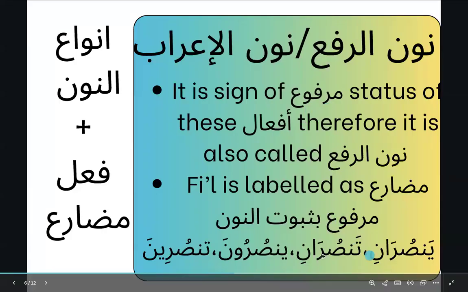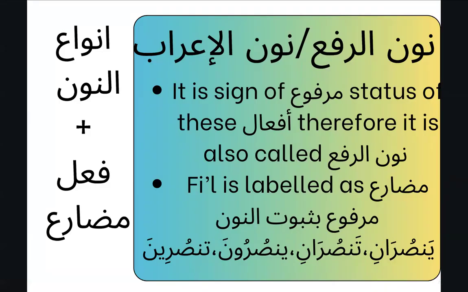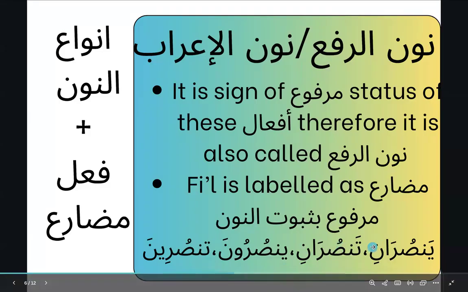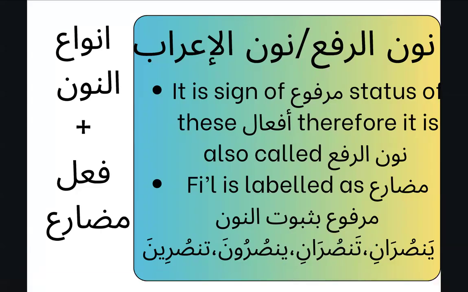Mudare that has this noon is labeled as marfu bi sabutin noon. So in the words yansurani, tansurani, yansuruna, tansurina, the noon at the end is called nunul i'rab or nunur rafa. When this noon is absent, mudare is either mansub or majzoom. Based on the context, you can figure that out.